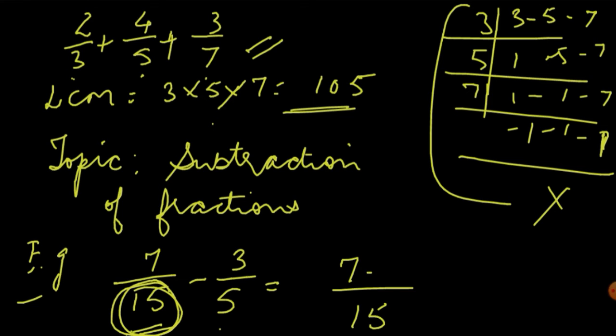15 ones are 15, 7 ones are 7. This concept is already clear to you. 5 3s are 15, 3 3s are 9. Now here our answer is in negative form. It doesn't matter. It is not a fraction but a rational number because I have taken a random example. So the answer here is minus 2 upon 5.